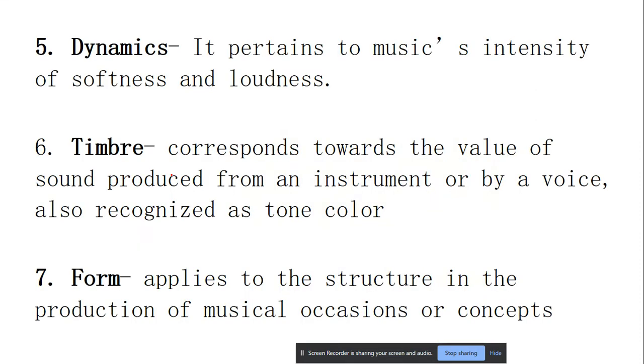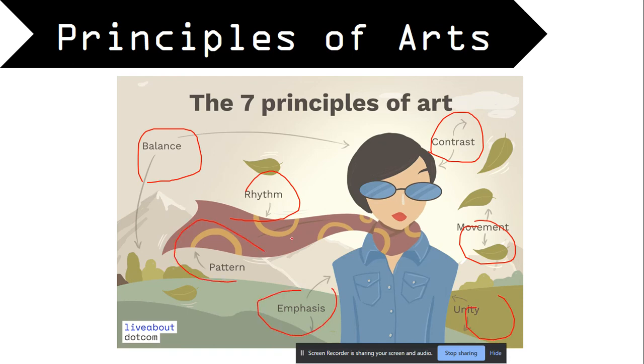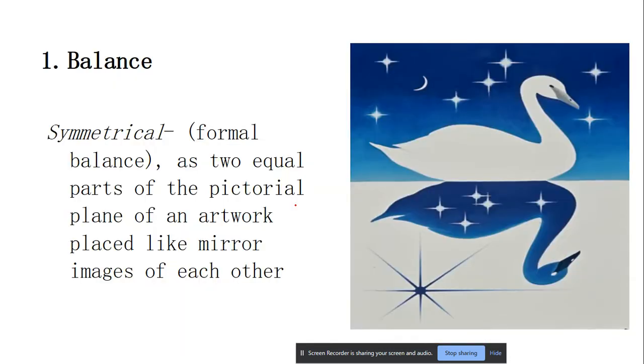Okay, we now here are the principles of arts. So we have the seven principles of art. We have balance, we have rhythm, we have contrast, movement, unity, emphasis, and pattern. Okay. First one, we have the balance.